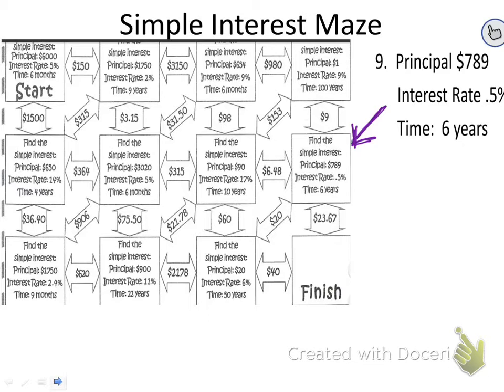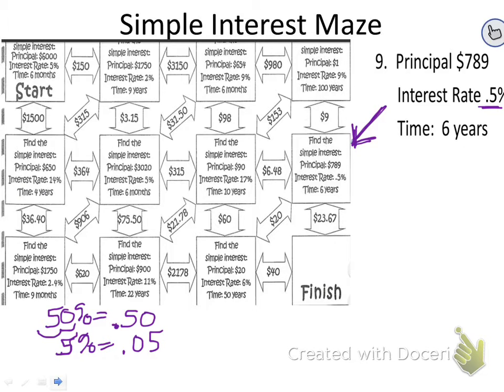You've got principal is $789. Your interest rate, notice, is 0.5%, a half of a percent, and the time is for 6 years. So think about what this 0.5% is going to be. If you have 50%, your decimal, remember you move it 2 places to the left, your decimal is 0.50 or 0.5. If you have 5%, then your decimal is 0.05.